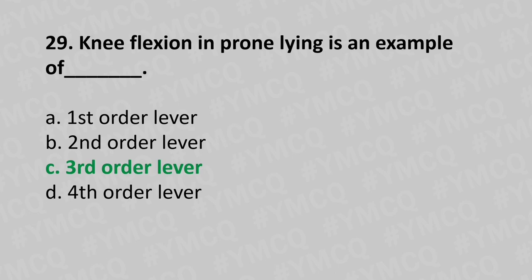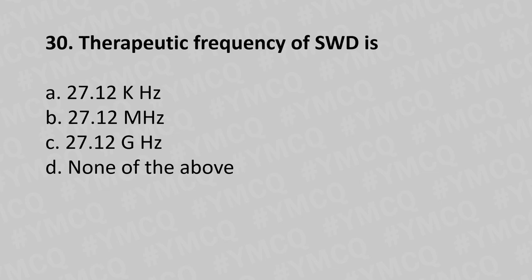Therapeutic frequency of SWD is option A, 27.12 kHz. Option B, 27.12 MHz. Option C, 27.12 GHz. Option D, none of the above. And the answer is option B, 27.12 MHz.